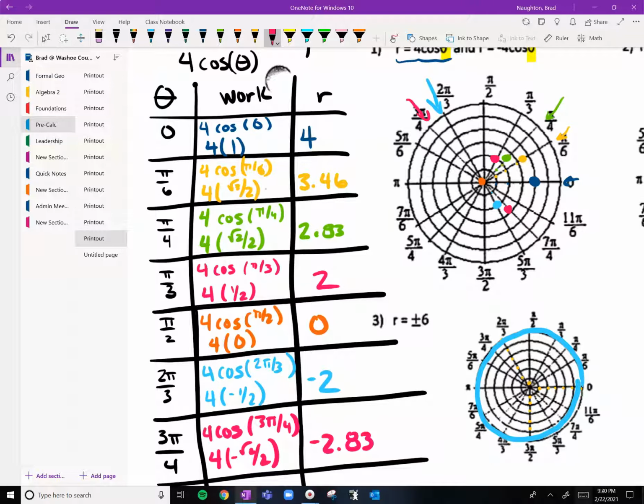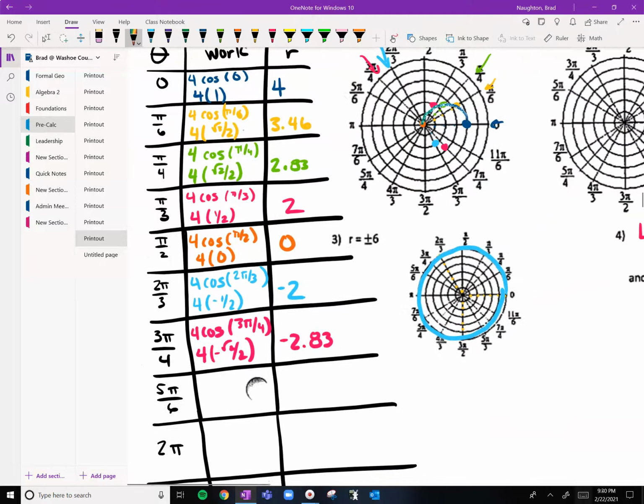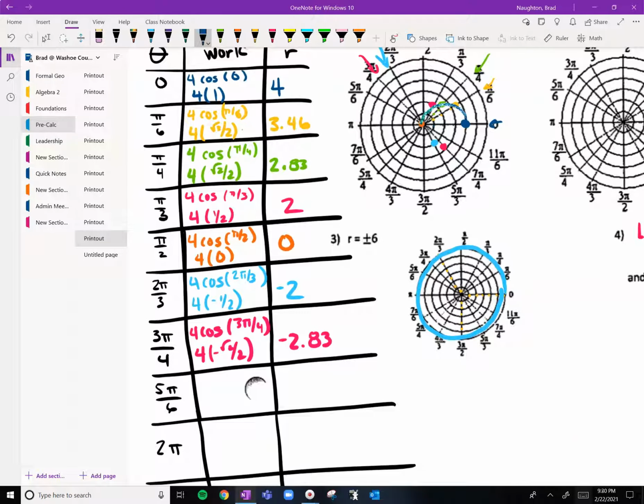And we're starting to see something, as I mentioned, when we connected these dots right here, we are going to start seeing that we have some similarity down here, and that's completely on purpose. So let's finish this out so we can see that. So it's going to be 4 cosine 5 pi over 6, and that's going to be 4 times root 3 over 2. That is negative, so negative 3.46. Again, notice the positive and the negative version.